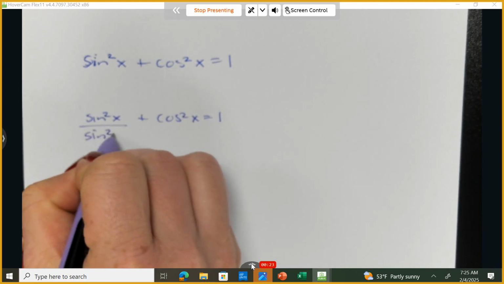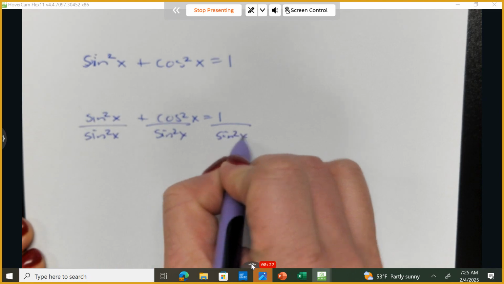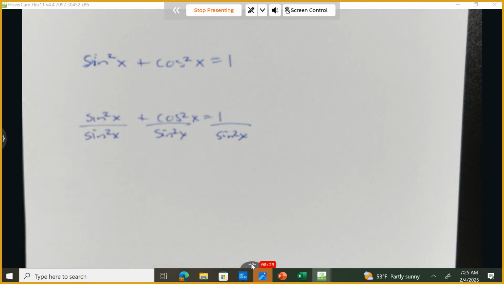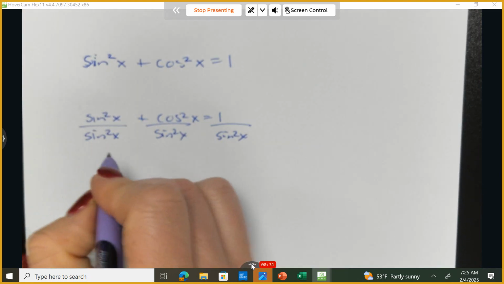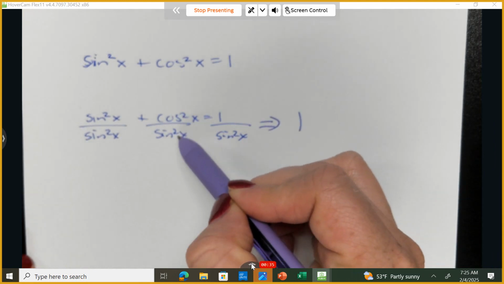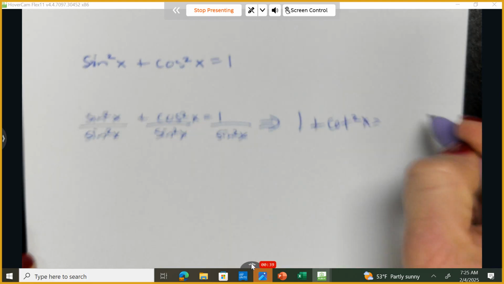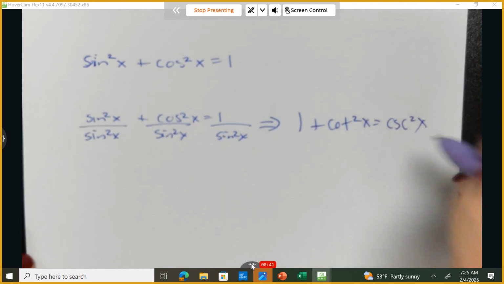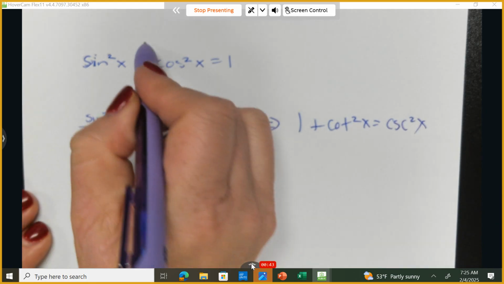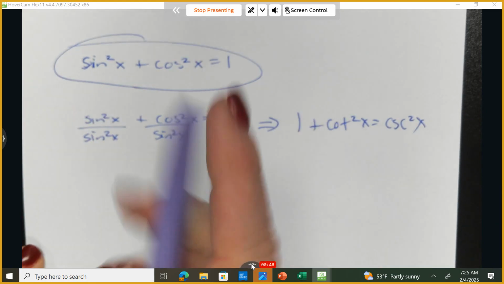I'm going to divide all three terms by sine squared. As long as I do the exact same thing to everything, it's not going to change the original function. Sine squared divided by sine squared is simply going to be 1. I know that cosine squared divided by sine squared is cotangent squared, and 1 divided by sine squared is cosecant squared. And I didn't have to memorize anything. In my mind, that's the only thing I'm memorizing. Okay?